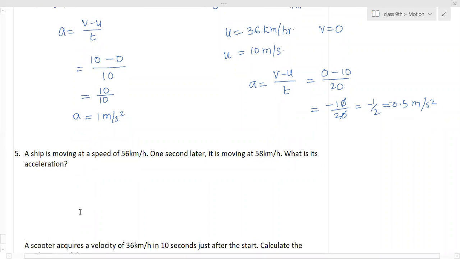The next question you can try. You will get decimal answers.